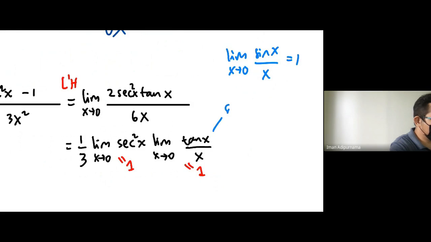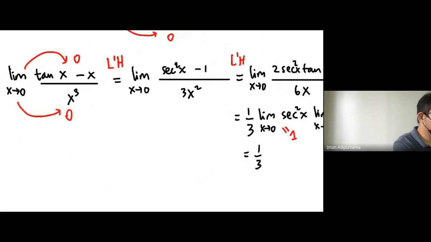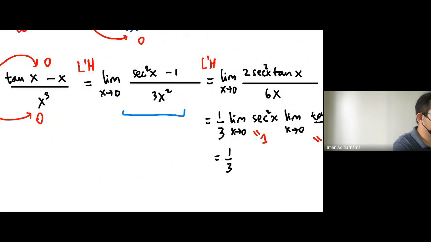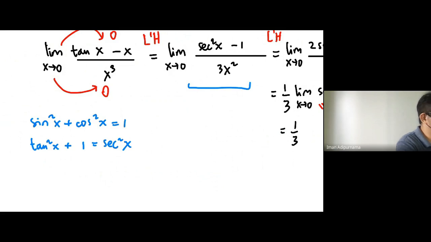Because tangent is sine over cos, right? So we can write this as 1 over 3. But instead of doing that, if you look at the secant squared here, we can also use the identity formula for trigonometry. So we can exchange the secant squared with tangent squared plus 1.